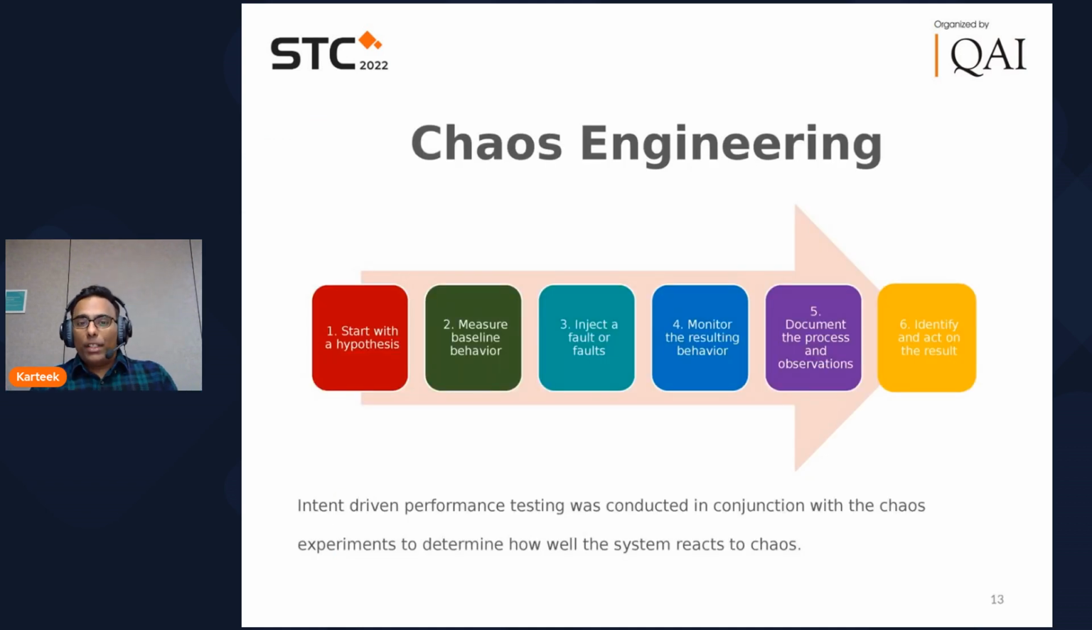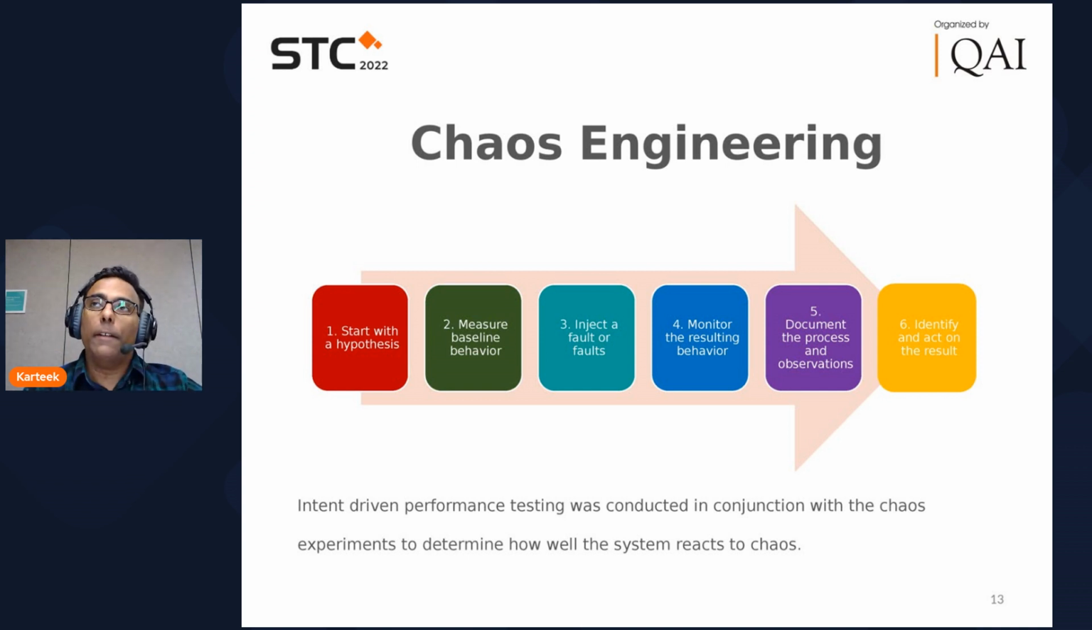Now, after the three steps that we have done, we have the fourth step. After determining all my capacity plans, my workload model in terms of what the system load would look like in production, 3 months after production, 6 months after production, or 2 years down the line, I want to test how it will react when it fails. From intent driven capacity planning, now to intent driven performance testing, which was done in conjunction with the chaos experiments.